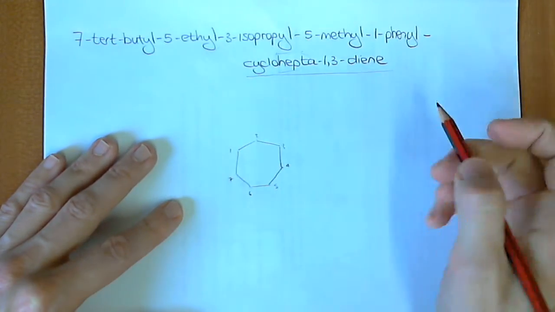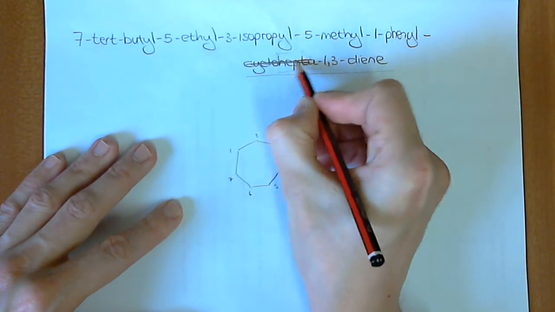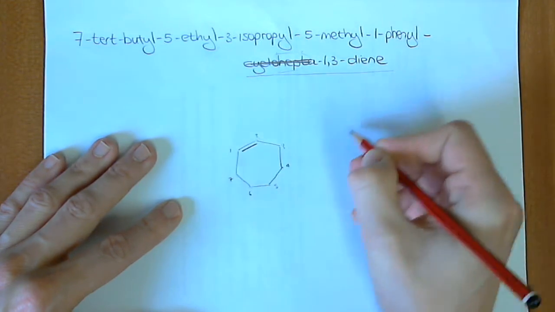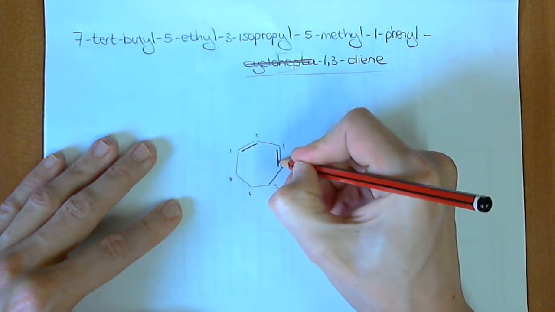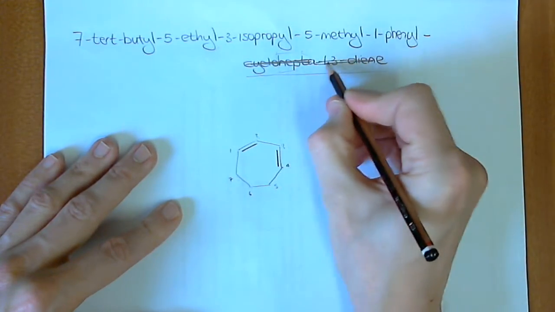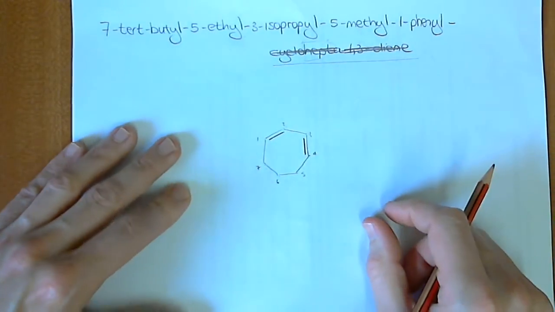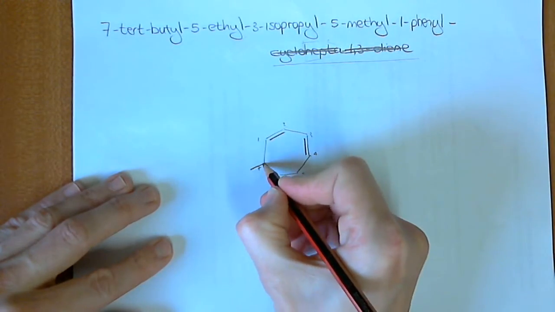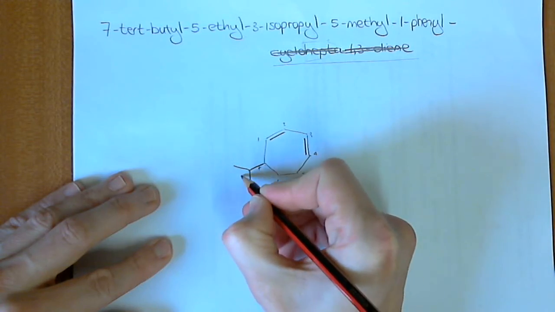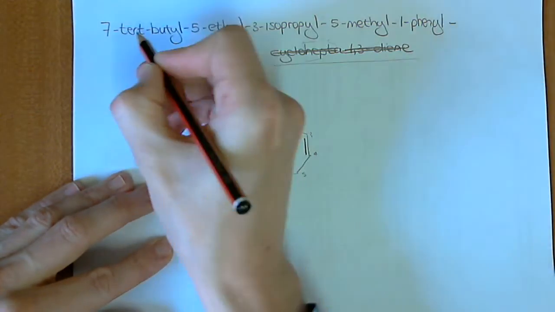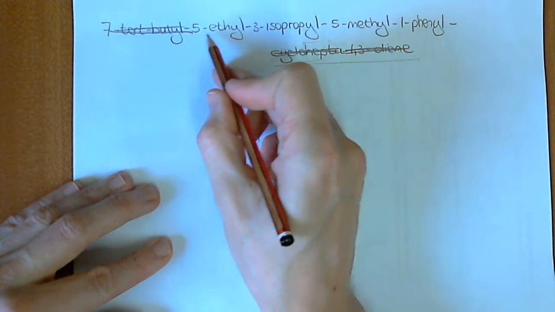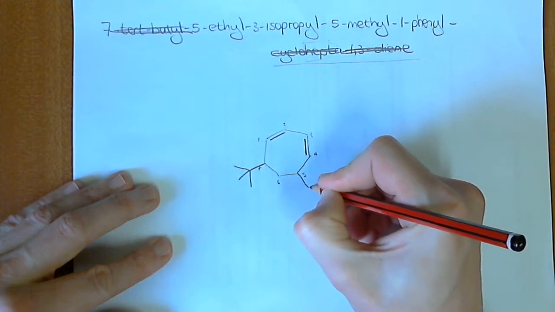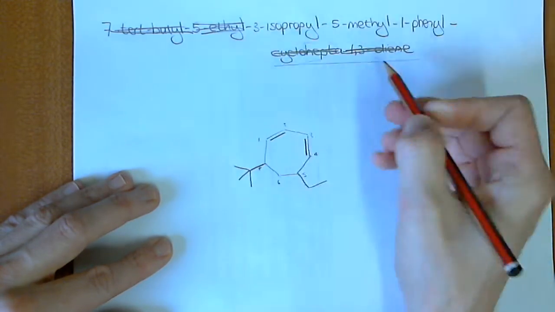It doesn't really matter. So now we've dealt with the cyclohept part, but it's a 1,3 diene, which means that there's a double bond in position 1 and 2, and then on 3 and 4. So now we've dealt with all that. Everything else we can now deal with piecemeal. We've got a tertiary butyl group on position 7. So tertiary butyl group will look like that. So we've done that. 5 ethyl group, so we've got an ethyl group over there.